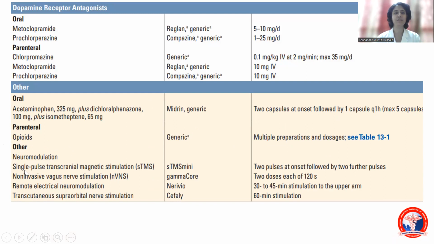Other therapies that we have seen, which are quite new, are known as neuromodulation. These include single pulse transcranial magnetic stimulation and non-invasive vagus nerve stimulation, which have been used and found to be very effective, especially in severe refractory migraines. Remote electrical neuromodulation and transcutaneous supraorbital nerve stimulation are also being used, though not available widely.